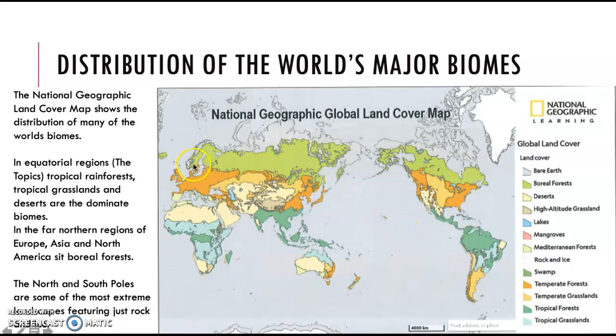Further north, we can see here in Northern Europe and the North American continent, we can see some boreal forests, and you can identify other aspects here, deserts, things like that. You need to be able to write a generalized answer to where the major biomes of the world are located.